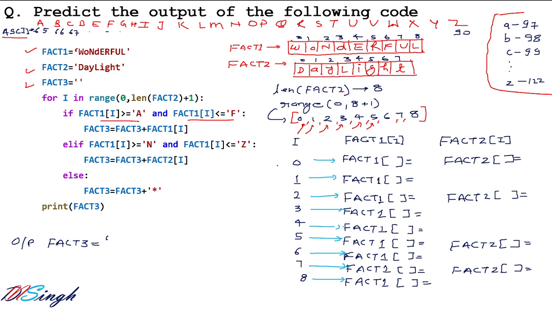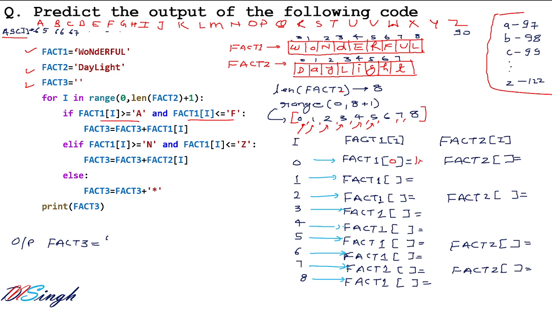Let us try to solve this question. We have two strings, fact1 and fact2, and fact3 is empty as of now. We are going to concatenate values into fact3 as we progress in the loop. So let us see, what is fact1 of i? What is the value of i in the first iteration? 0. So fact1 of i is the value at index 0 in the fact1 variable.